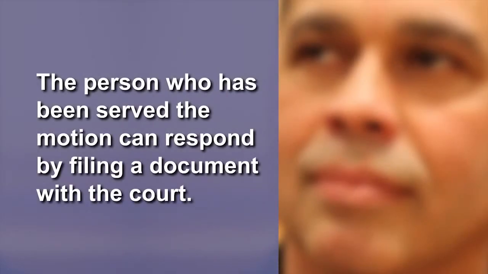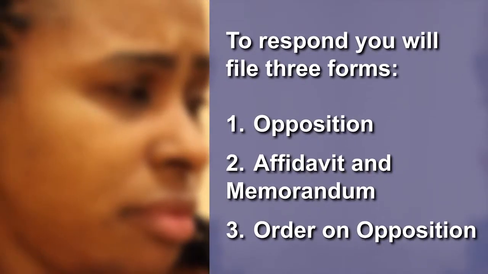In the second part of motion practice, the other side, who has been served a copy of the original motion, has the opportunity to respond. Again, you do this by filing a document with the court. The other side will also file 3 forms with the court and provide copies of each to the moving party, the person who filed the original motion, or to that person's attorney if there is one.